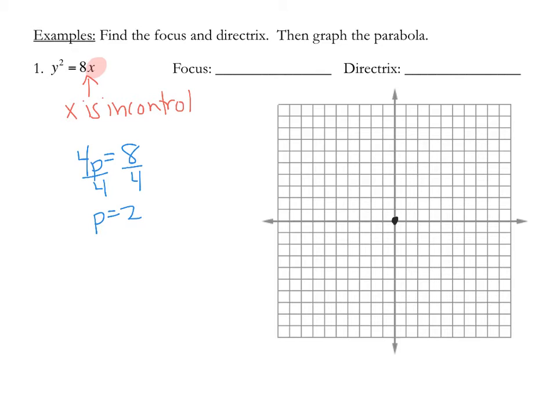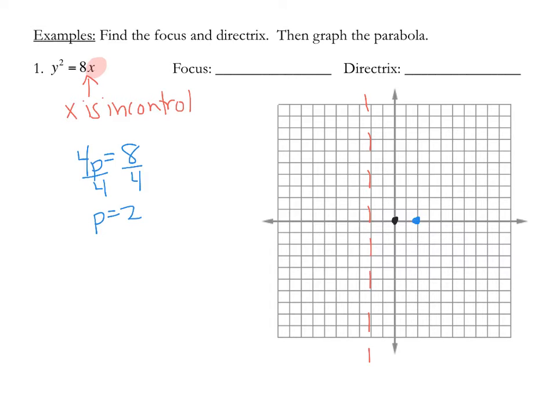My p value tells me I'm moving in the x direction, positive 2, because x was in control. Then to find the directrix, I'm moving in the opposite direction, and I'm going to draw that dotted line through x equals negative 2.